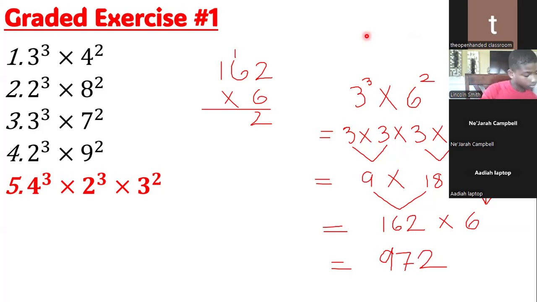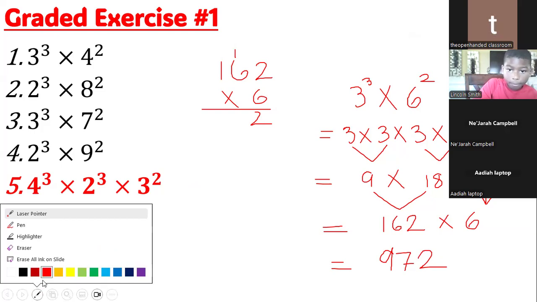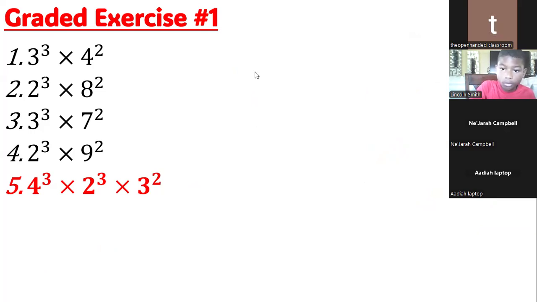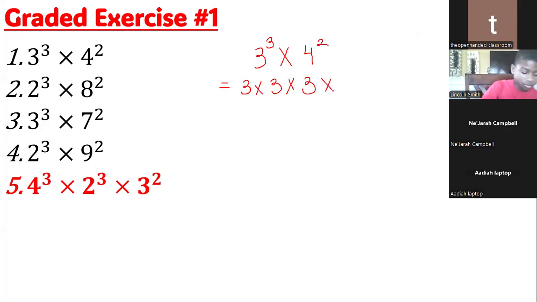I have the setup. Okay, so let's go ahead and do number 1 together. Adaya. Yes, sir. So for number 1, let's do it together, class. So we have 3 cubed multiplied by 4 squared. Adaya, what are we going to do with the 3? We're going to write 3 times 3 times 3. Very good. What do we do with the 4? We write 4 times 4. Very good.